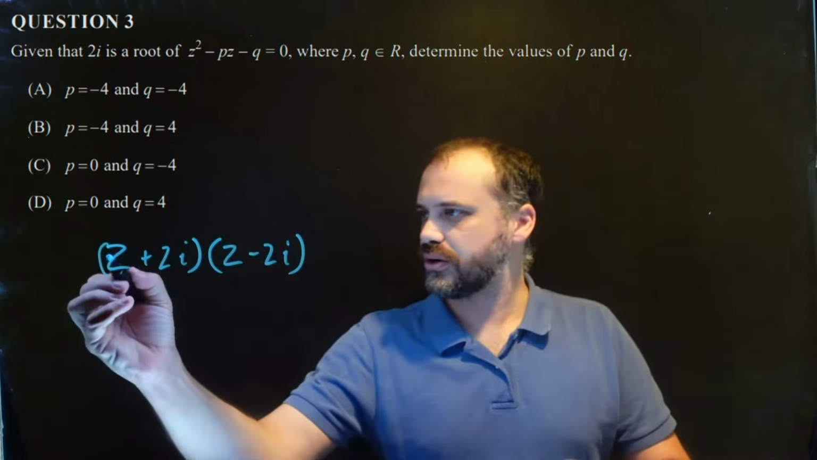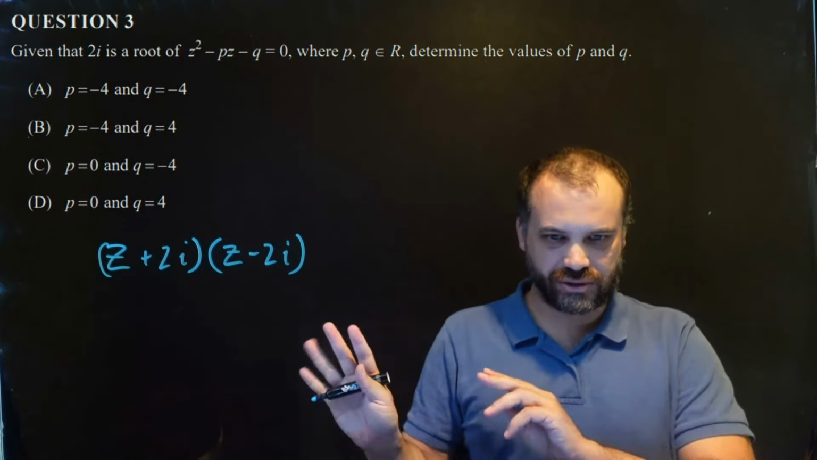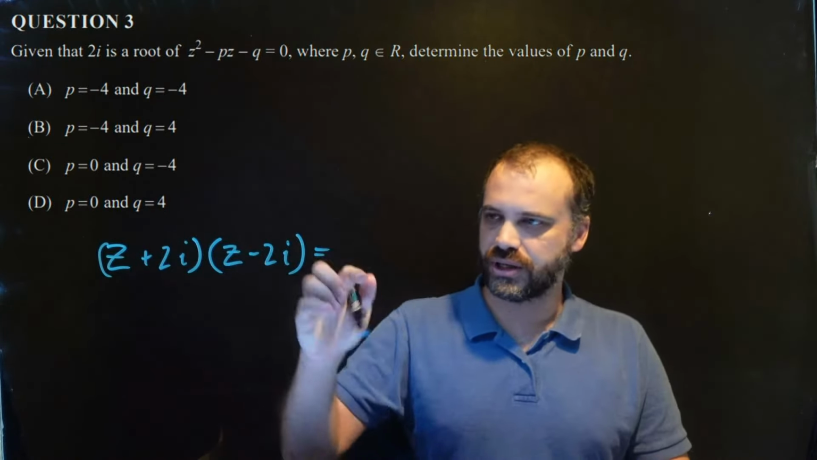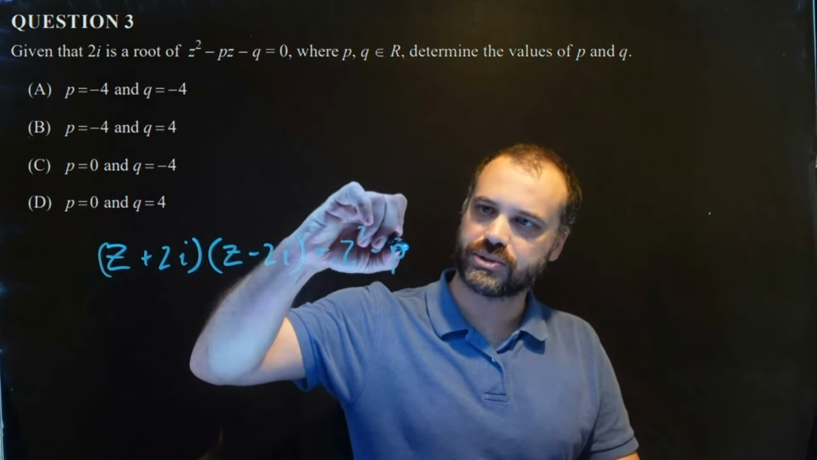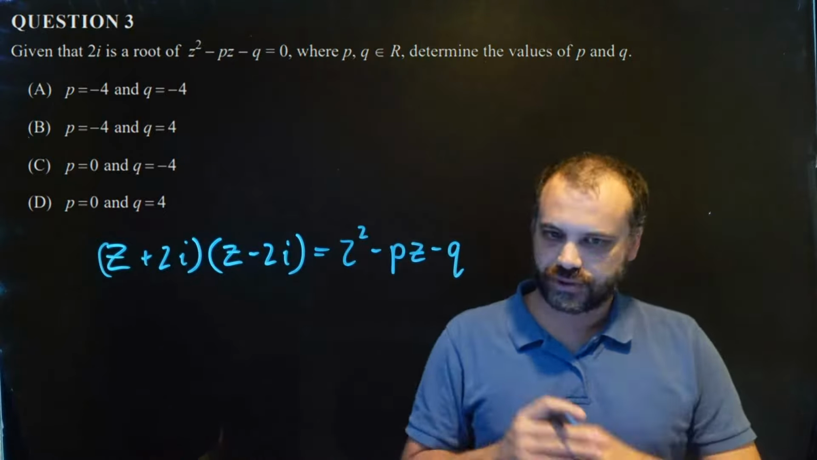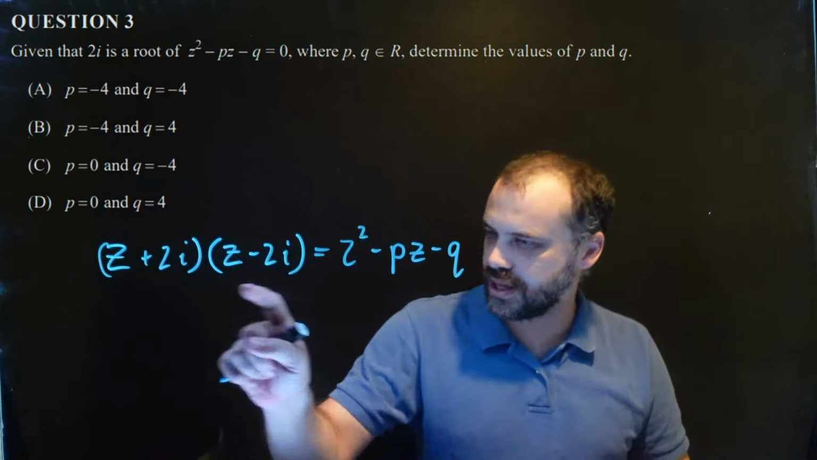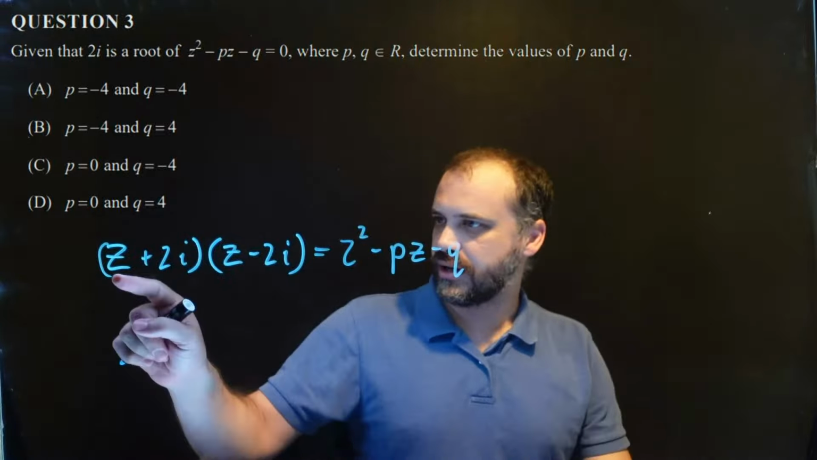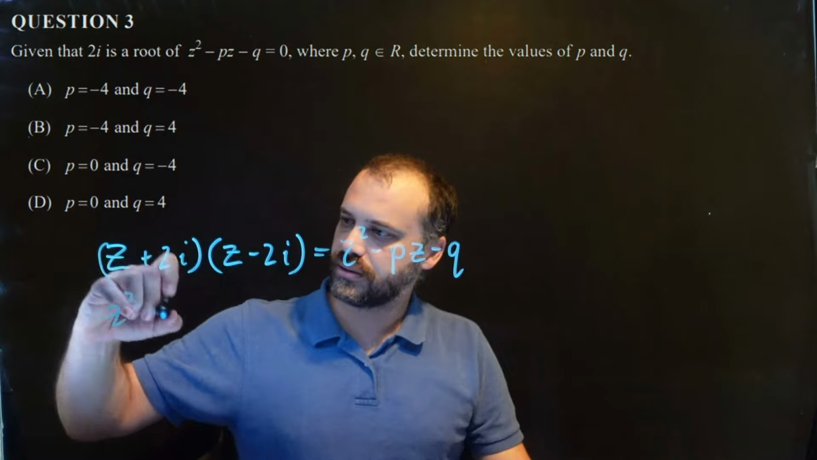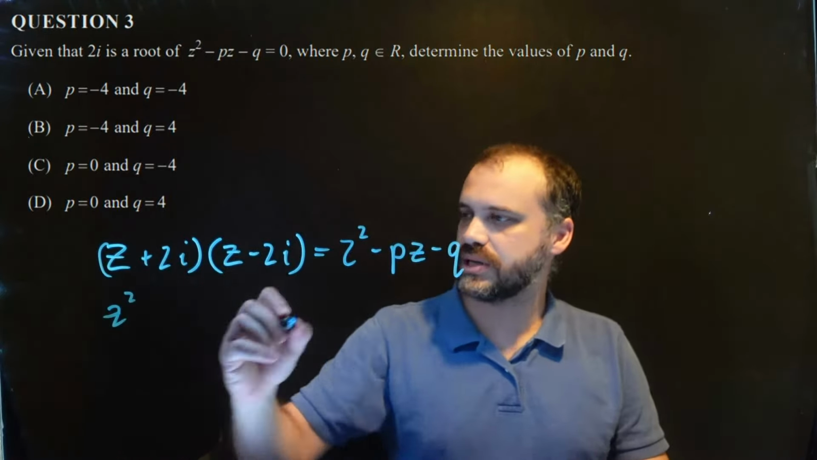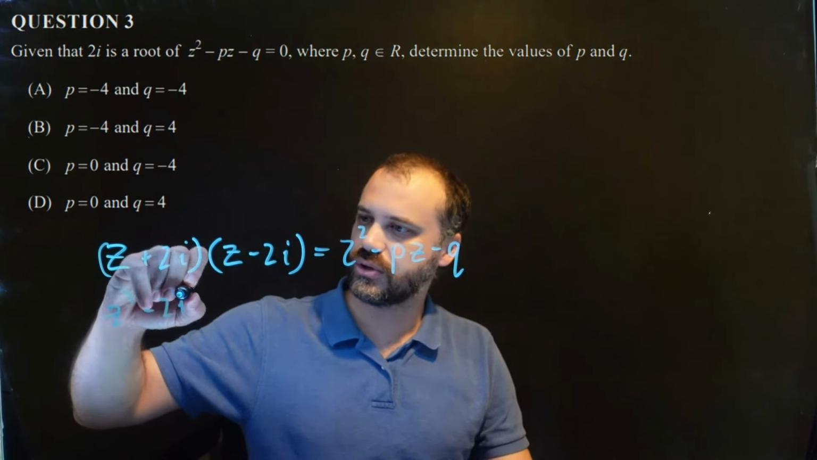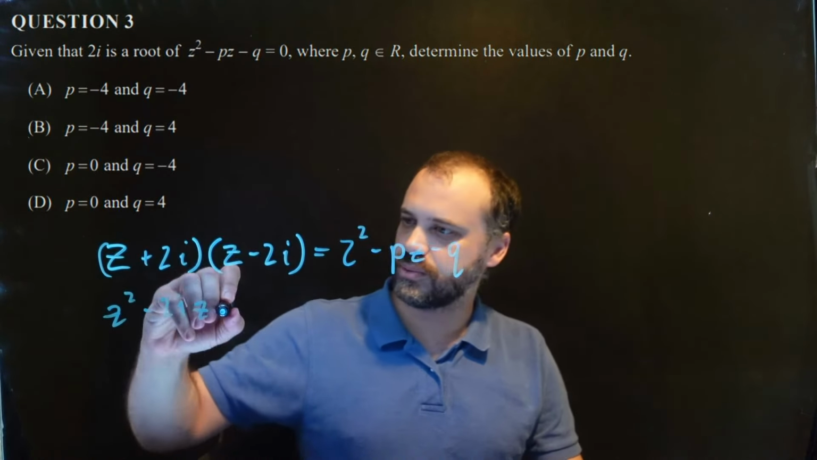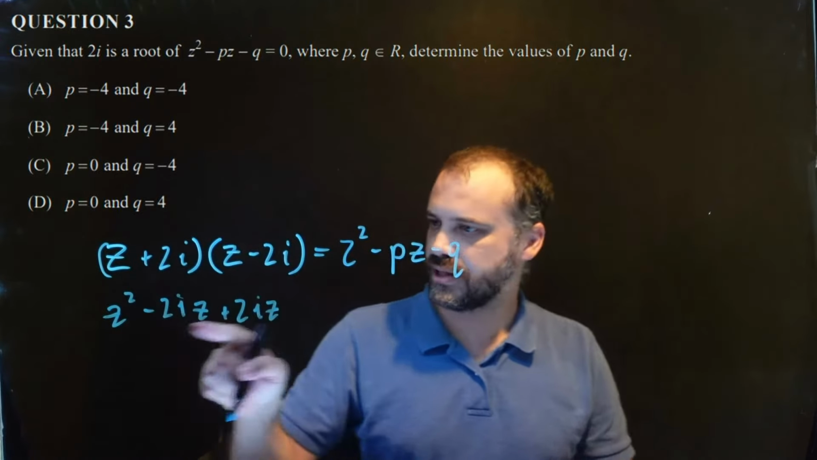So we now know, I use these little things here so that the z's don't look like 2's. I get confused all the time. Okay, z plus 2i, z minus 2i, that's going to be equal to z squared minus pz minus q. So from here, it's a simple matter of expanding these brackets and then equating coefficients. So I have z times z, which is z squared. I have z times negative 2i, which is negative 2i with a z there. I have 2i times z, which is positive 2i with a z there. That's interesting.